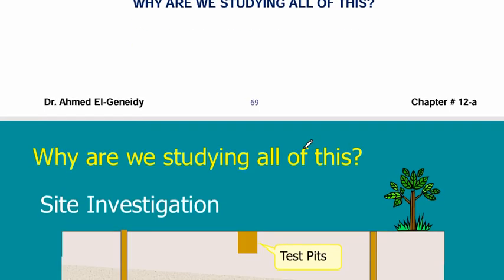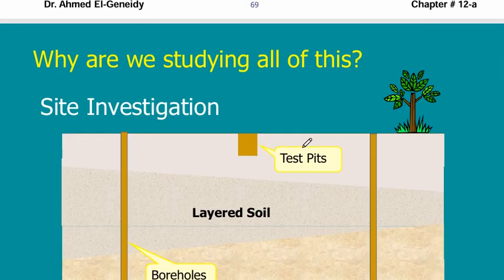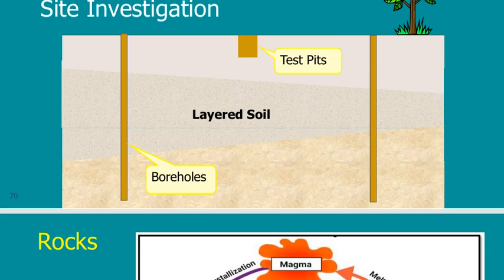We studied all of this because we want to know how we can deal with the top layer below the ground. This top layer may be a maximum of 100 meters. The most sophisticated structure would need us to investigate 100 meters. The maximum boreholes that I myself have supervised were 100 meters below the nuclear power station in Dabaa.